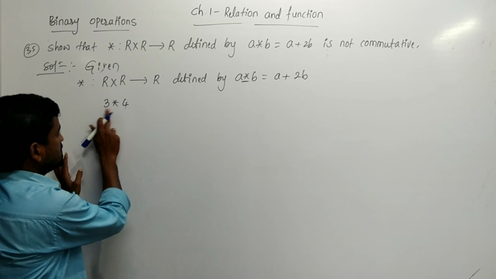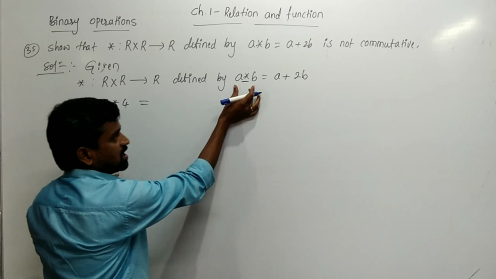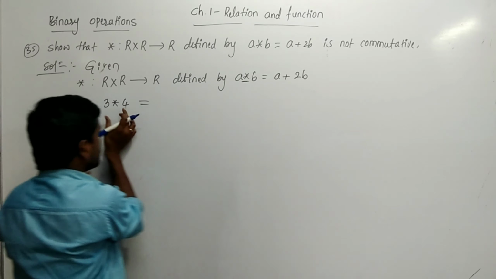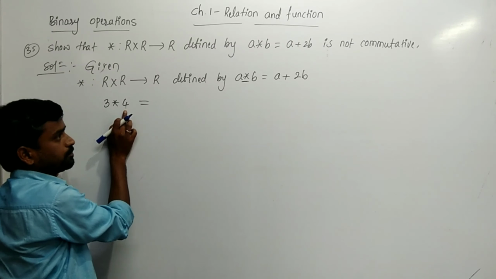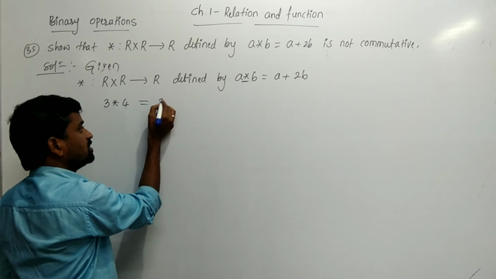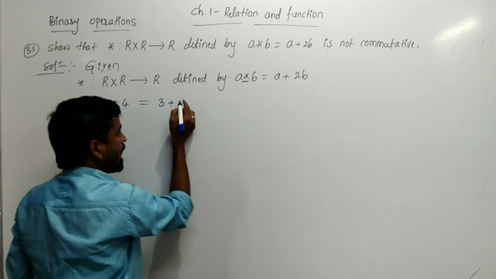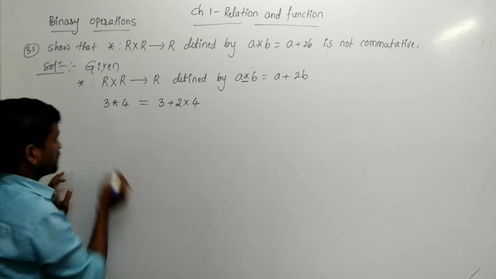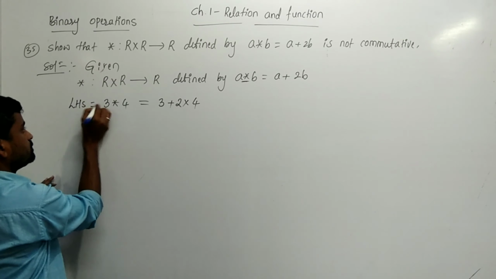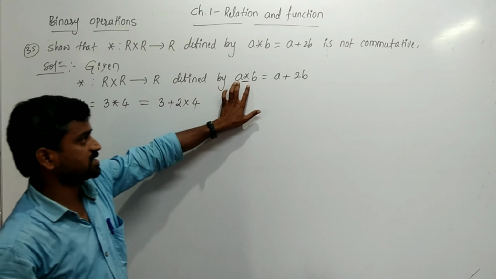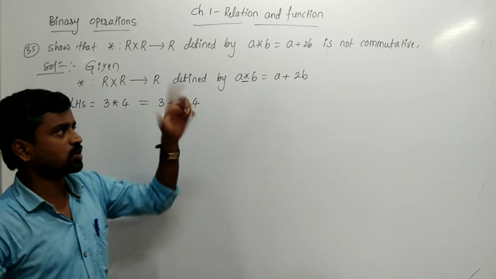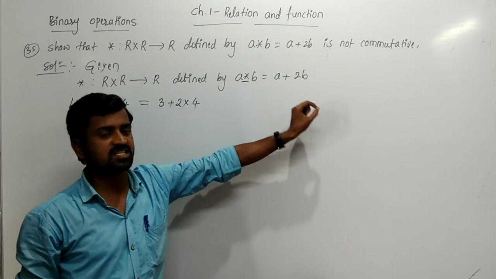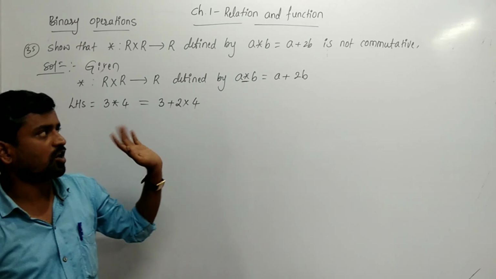Example is 3 star 4, A star B है ना यहाँ पर. A plus 2 into B. But A क्या होगा? 3 star 4, 3 plus 2 as it is into B क्या है 4. So take this is LHS. LHS equal to RHS prove करना. When LHS equal to RHS is commutative. When LHS not equal to RHS, not a commutative.